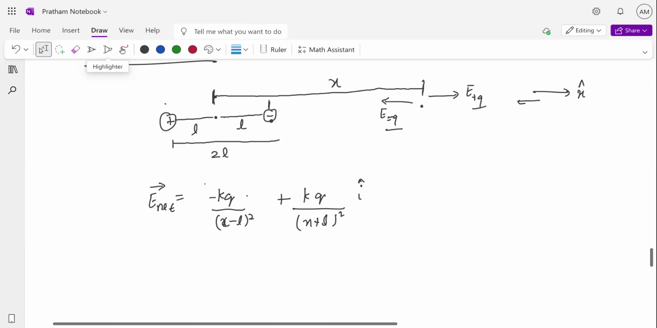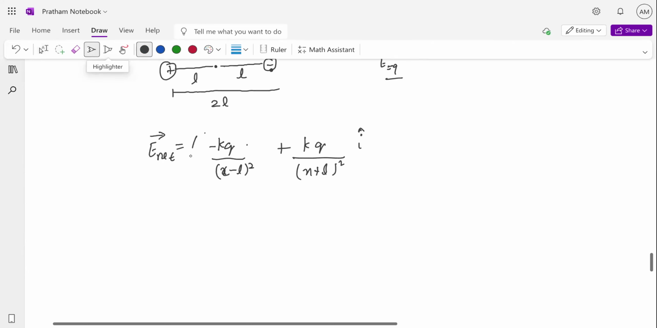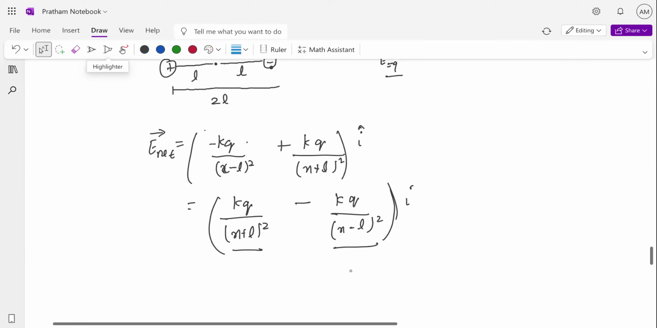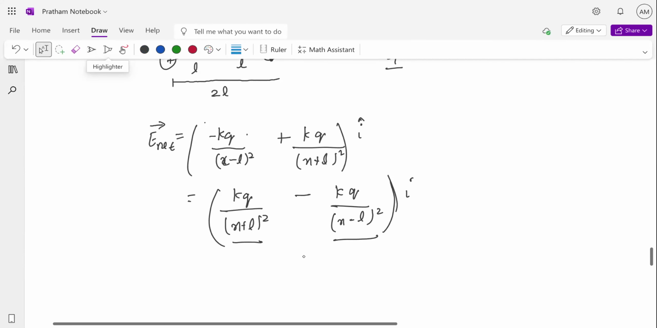Can we do this in any way? So basically this will be your thing. We just have to solve this portion: kq minus kq divided by (x plus L) square, (x minus L) square. By seeing the values you might get to know that this is lesser as compared to this, right? So the overall answer is going to be negative.